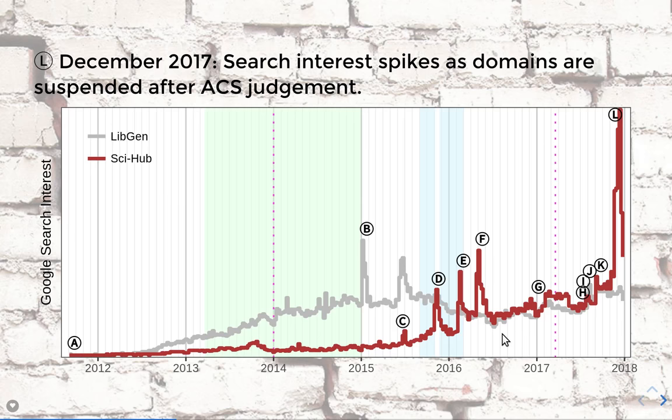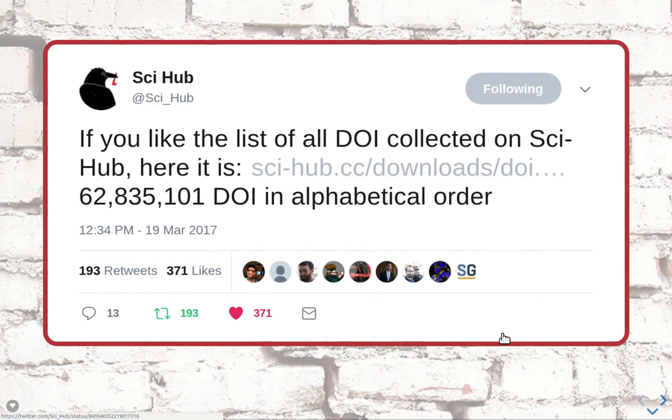So now that we've gone over the history, this is where my involvement really began. Sci-Hub in March 2017 tweeted, "If you like the list of all DOI collected on Sci-Hub, here it is. 62 million DOI in alphabetical order." I was like, this is really cool. I can use my data abilities to look at what articles they have and then explore what's in their database.